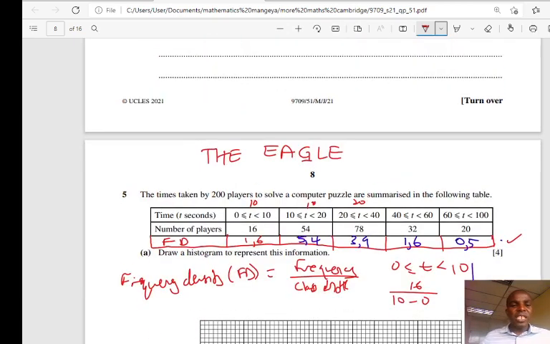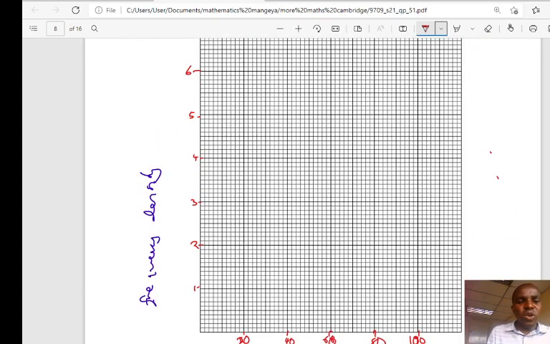Then going up, 0 to 10 is 1.6 frequency density. So you go down here, 0 to 10 is 1.6. On the vertical, to find out how many units each small box represents, you say 1 divided by the number of boxes, which from this point to 1 is 10 boxes. Divided by 10, it will be 0.1 units. Horizontal, you say 20 divided by 10, so each small box represents 2 units on the horizontal axis.